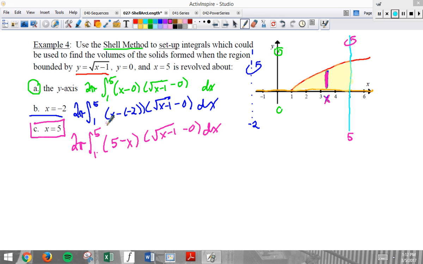So the reason this example is so important is it shows you that all that's changing is the radius component. The distance your rectangle is from the axis of revolution is the only thing that changes. Same bounds, same 2 pi, always dx, because all the axes were vertical. So my rectangle was always vertical.